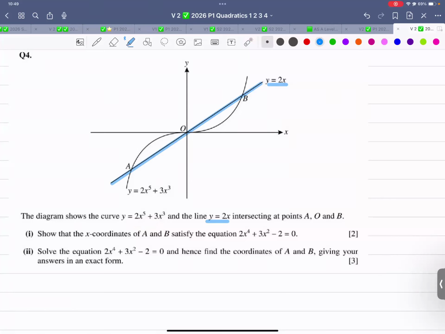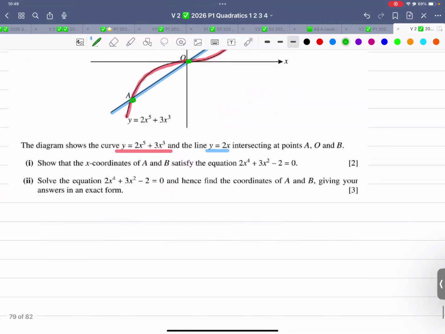And the curve, that is this one, the red one, is going like this. They are intersecting at three points. One of the points is the origin. The other two points are A and B. Now it says, show that the x coordinates of A and B satisfy this equation. This is a scenario of simultaneous equations, okay?